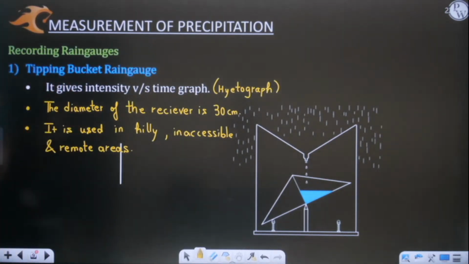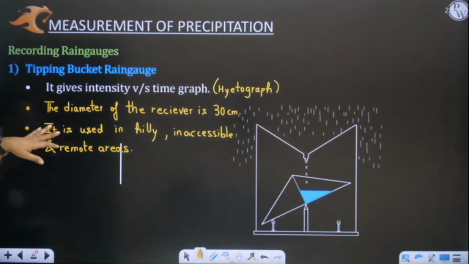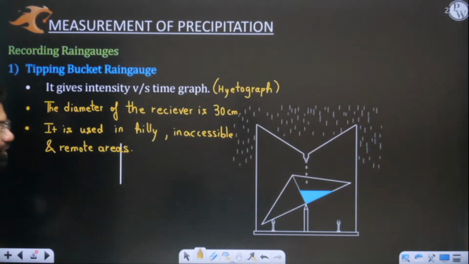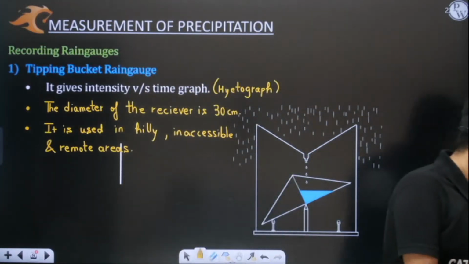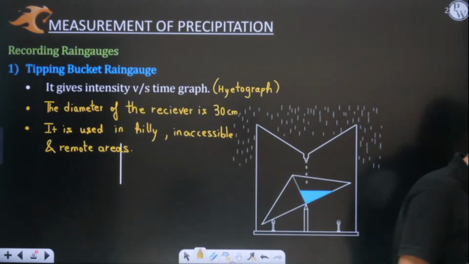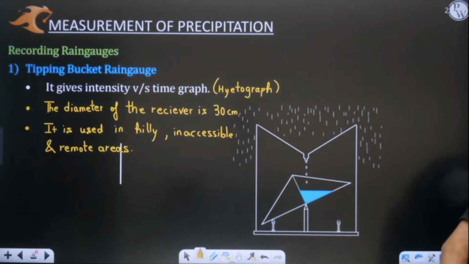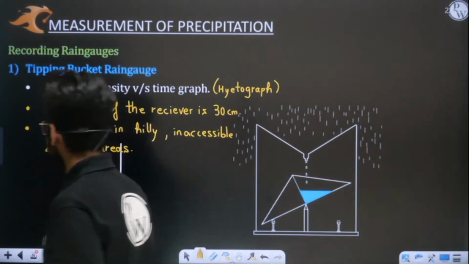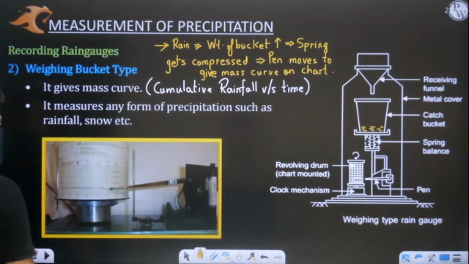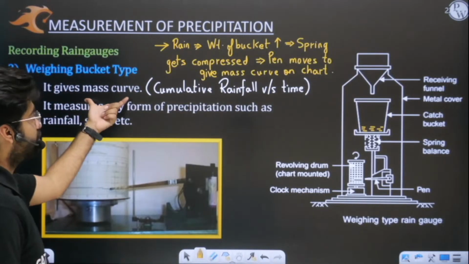Then we have discussed recording rain gauges, and in recording we have discussed the tipping bucket. Everyone kindly comment, tipping bucket gives you which kind of graph? See, I will make sure that everything is fully clear to you in the class itself. Yes, it gives you a hyetograph, intensity versus time graph. Then we have discussed the weighing bucket, which gives you a mass curve.